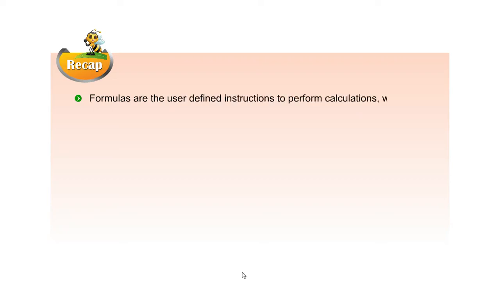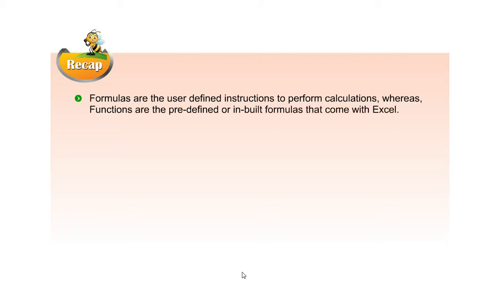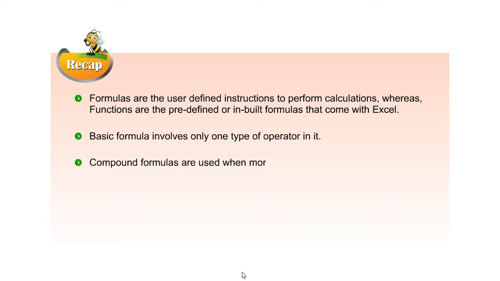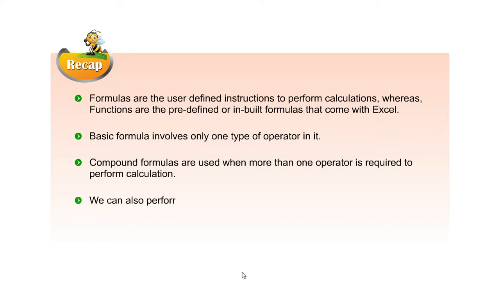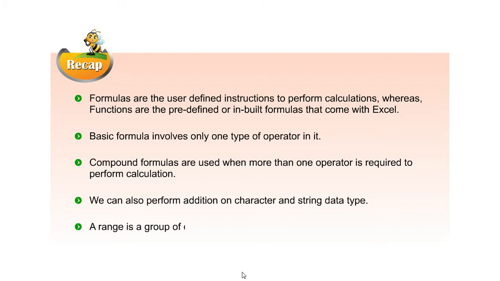Okay students, let us take a recap of this chapter. Formulas are the user-defined instructions to perform calculations, whereas functions are the predefined or inbuilt formulas that come with Excel. Basic formula involves only one type of operator in it. Compound formulas are used when more than one operator is required to perform calculation. We can also perform addition on character and string data type. A range is a group of contiguous cells which form the shape of a rectangle.